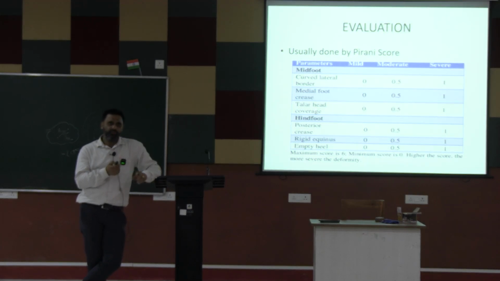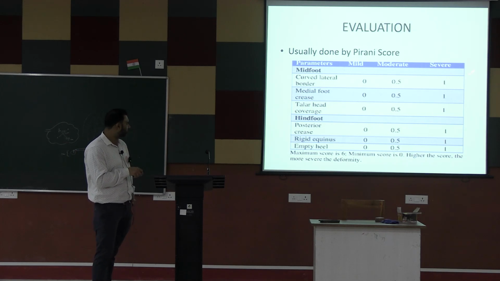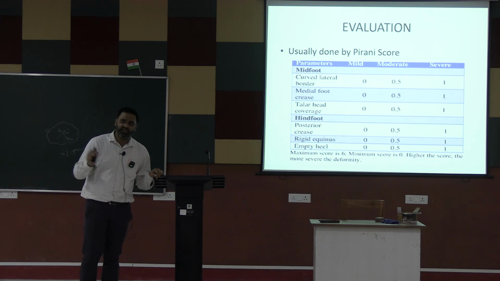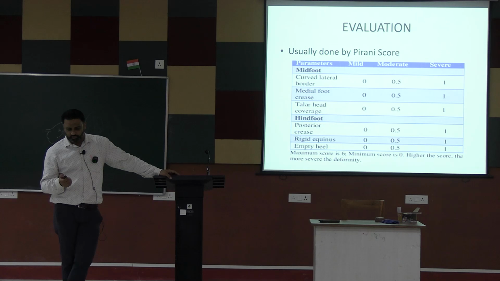So the maximum score is 3, like this. So the maximum score will go 6 and 3 and 3. So 6. As the score goes higher, the condition is more severe, and it will require more effort to make the foot straight.